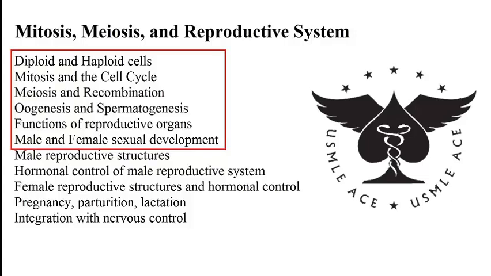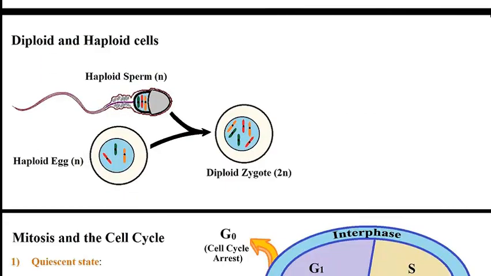In today's video we are going to discuss the reproductive system and the difference between mitosis and meiosis. So I've divided this lecture into two parts. In part one we are going to review all the topics that are shown here in the red box. So here let's go over the difference between diploid and haploid cells.